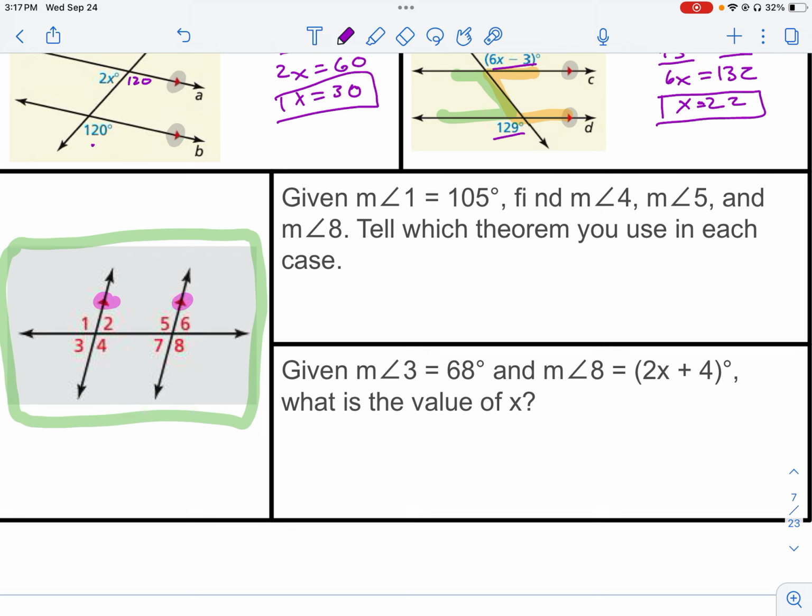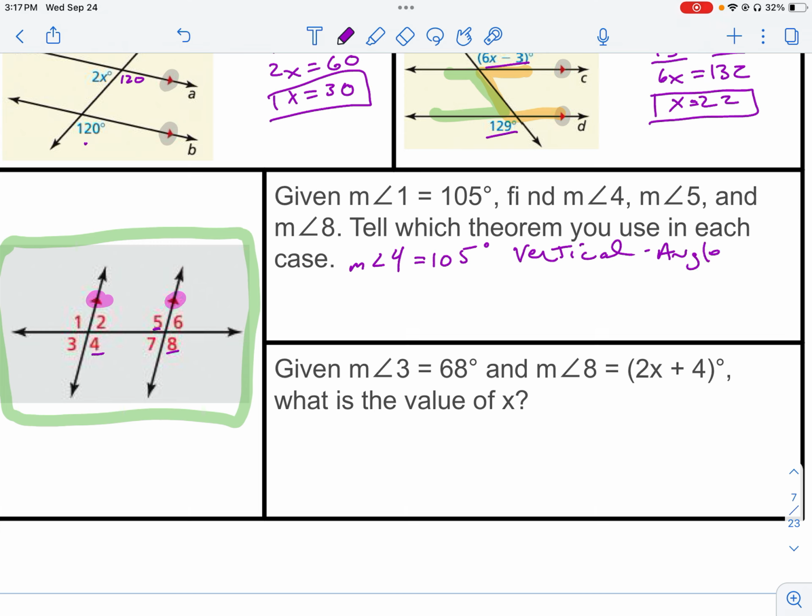All right, so the measure of angle 1 is 105 degrees. Find 4, find 5, and find 8, and tell which theorem you used in each. All right, so the measure of angle 4, I'm going to go right down the line, equals 105 degrees. Why? Because vertical angles. Like we learned in a previous video, vertical angles are congruent. So 1 and 4 have to be the same.